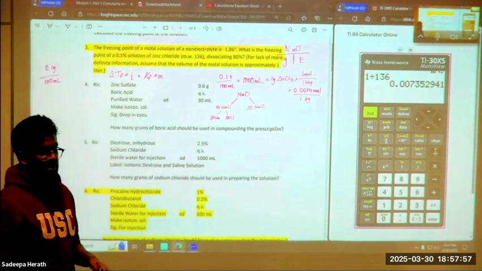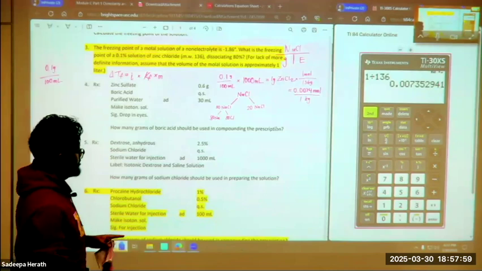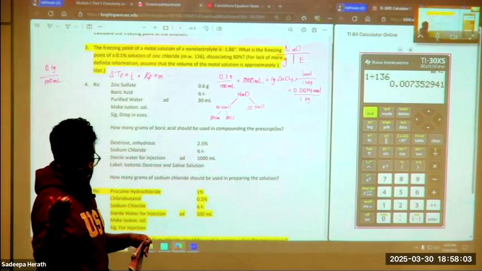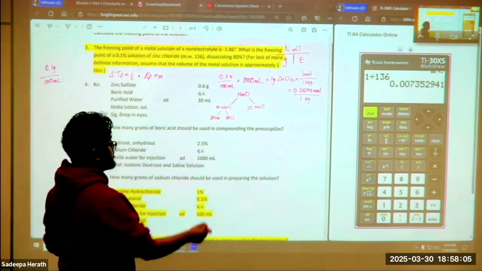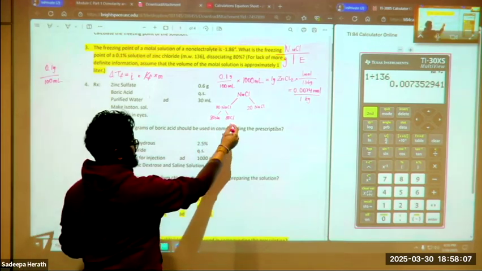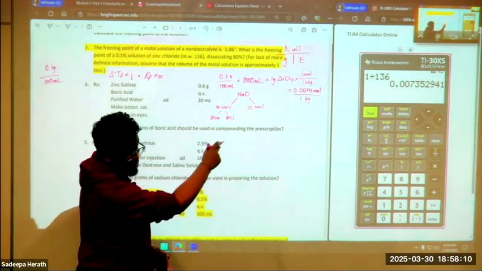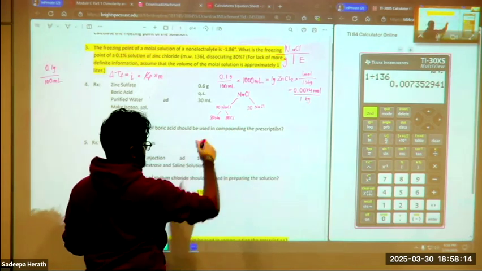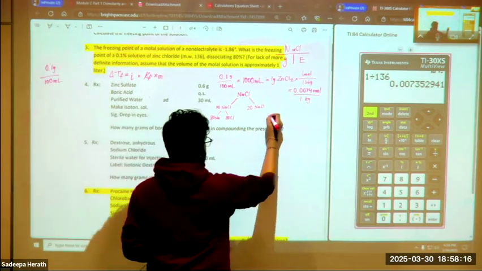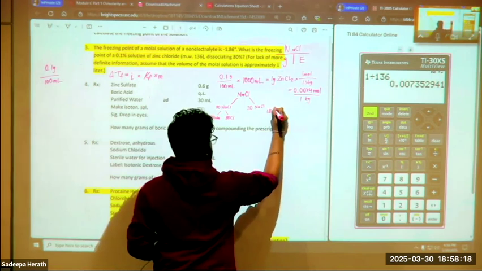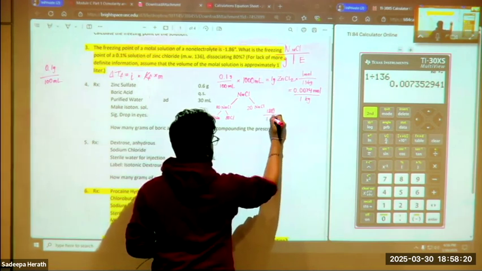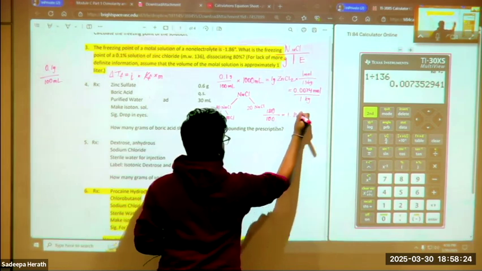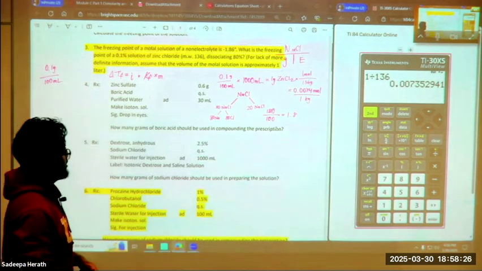Okay? And now when finding our i factor, there's how many particles or parts are in the solution total. There's 80 parts Na, 80 parts Cl, and 20 parts of NaCl. 80 plus 80 plus 20, 160 plus 20 is 180, over the original 100 parts, you get an i factor of 1.8.